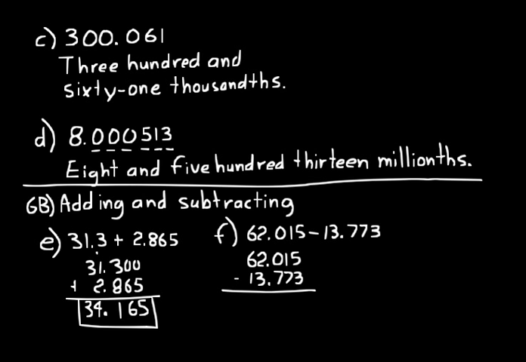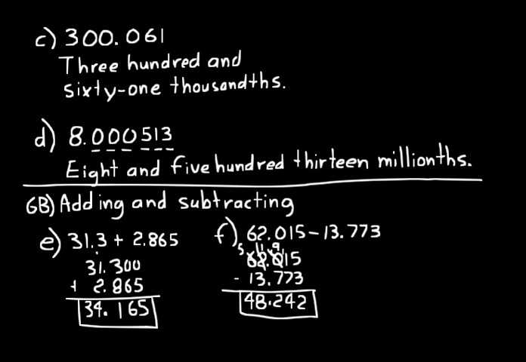5 minus 3 is 2. 1 minus 7, we can't do that. We can't borrow from the 0 either, so we need to borrow from the 2. And then we'll say 10 there. Make that a 9 and bring the 1 over there. 11 minus 7 is 4. 9 minus 7 is 2. 1 minus 3, we can't do that, so we need to borrow from the 6. Make that a 5. And we'll have 11 minus 3 is 8. 5 minus 1 is 4. 48.242.